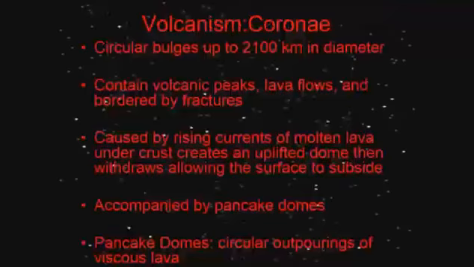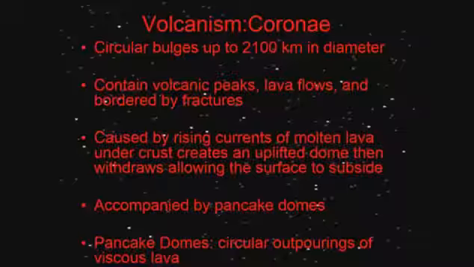The other things that can be seen are corona. These are circular bulges that can be thousands of kilometers in diameter, and they have a volcanic peak, and then these lava flows and sort of fracture patterns put into them. And these are due to the fact that there's currents of molten lava under the crust, and they flow up and they lift up a dome, and then they pull away, and then the surface below subsides. So where the lava wells up, then the lava falls away, and the surface falls in.